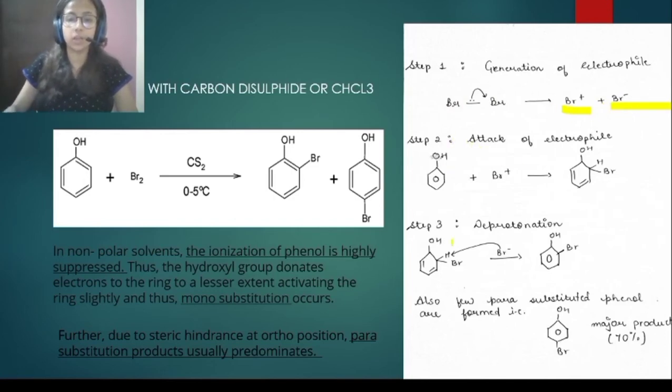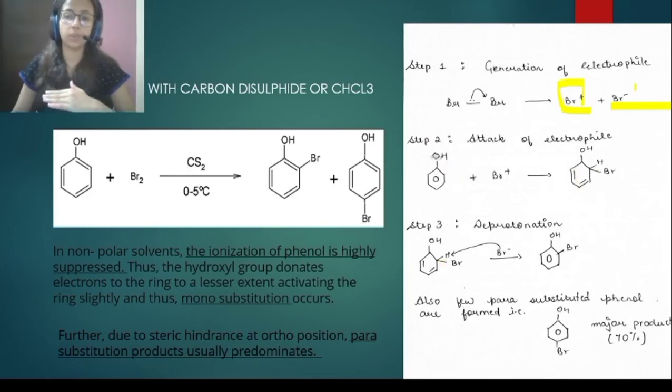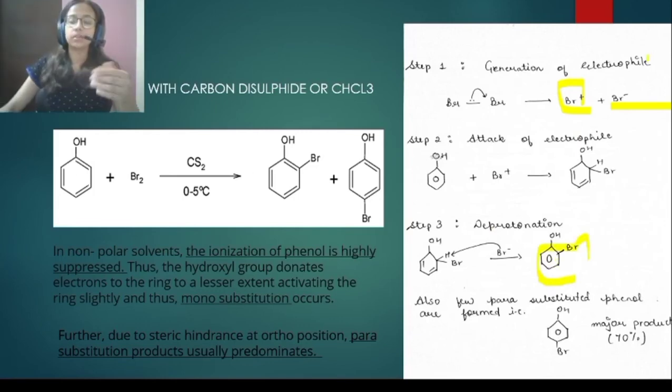Attack of electrophile. Now the Br positive ion species formed here attacks phenol in the presence of CS2 and it forms this compound. In the next step, the Br negative ion formed above abstracts this proton and this compound is formed. In a similar way, there are many molecules in that mixture. Nearly 70% of those molecules are substituted at the para position. That means the Br plus ion attacks the para position because there is less steric hindrance. Here we can see that the OH group is much closer to that Br, so Br will not attack from that side; Br will attack from the opposite side, and hence the para-substituted product will be in more quantity.